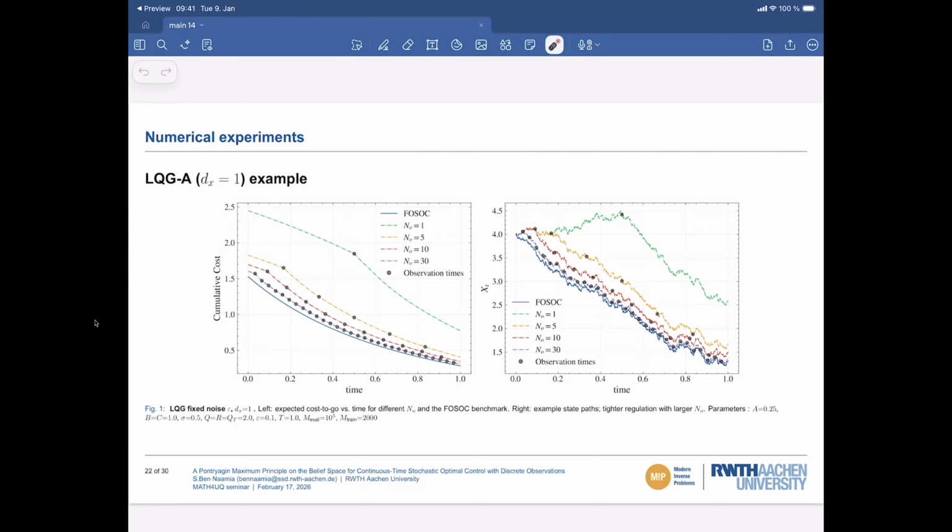And as you can see, if you go to a number of observations equal to 30, even though you have noise, you actually get closer and closer to this blue curve. And the blue curve is nothing but the fully observed stochastic optimal control. So it's the cumulative cost coming from the case where you can actually observe everything. So this was sort of a sanity check, right? You can get a meaning out of this plot.